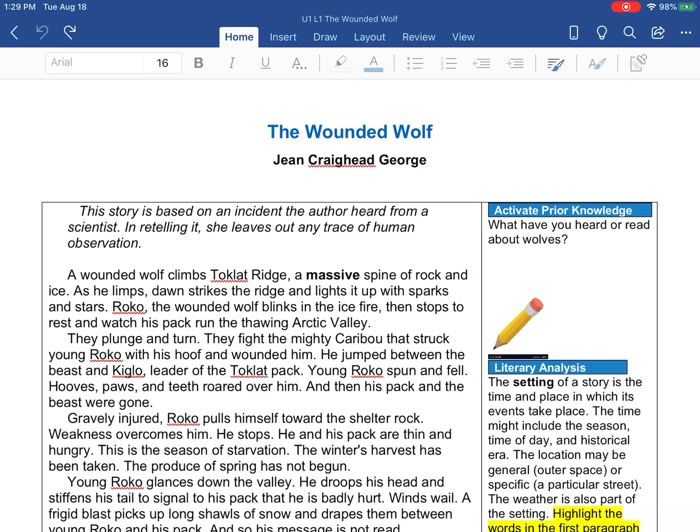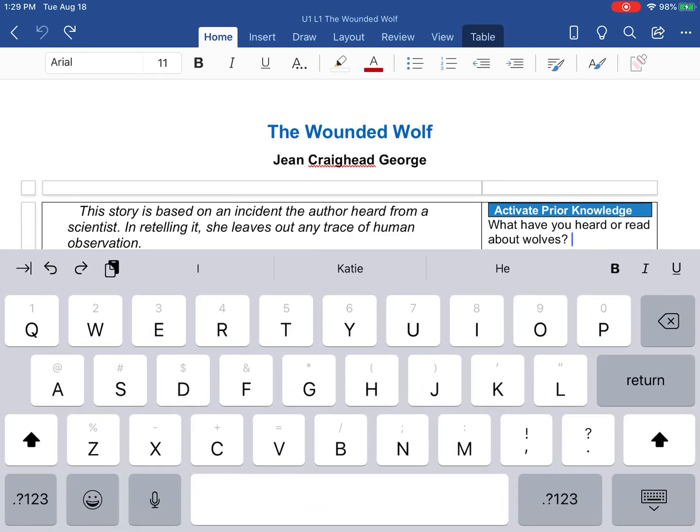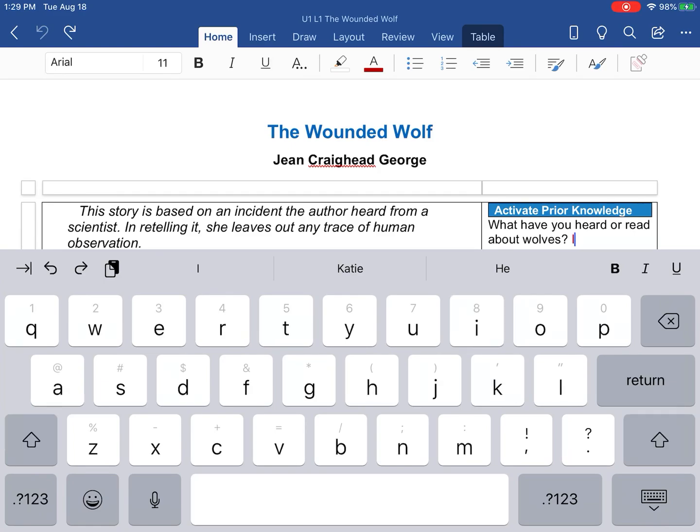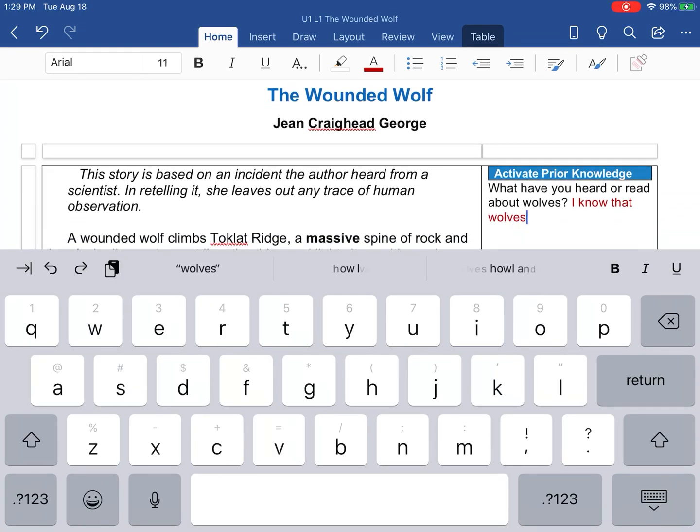In the far right corner at the top, it says, what have you heard or read about wolves? The purpose of this is to figure out what your knowledge base is about wolves, because this story is about wolves. So here I could write something like, I know, and notice that I'm writing in red here, that wolves are related to dogs and they howl.